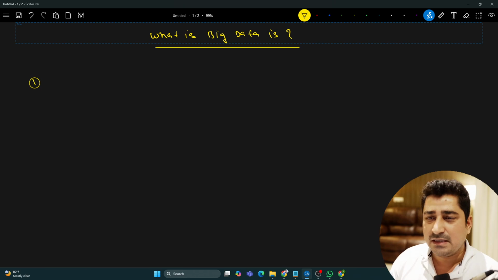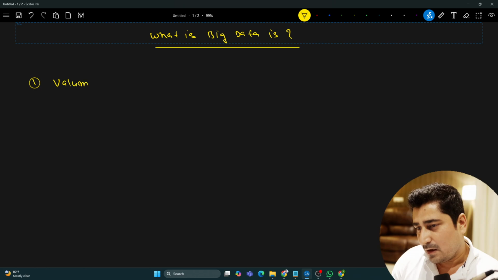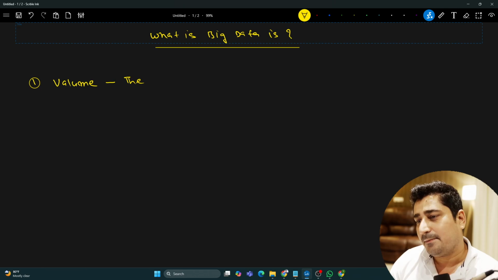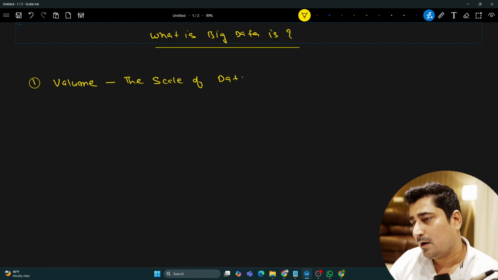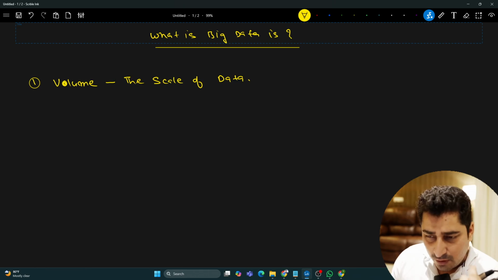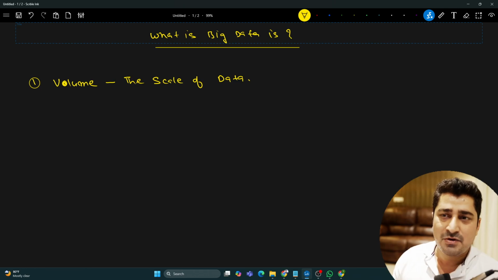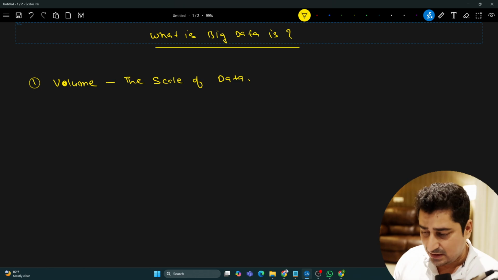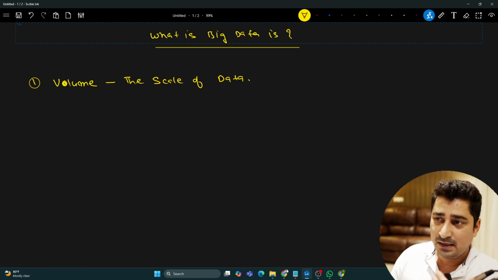The very first V that we generally talk about is called volume, or you can say the scale of the data. Volume is the very first key factor by which you will be able to define a data set as big data. For example, Facebook generates on average 4 petabytes of data per day. With the help of these parameters, starting from KB, then MB, GB, TB, petabyte, zettabyte, we always try to define the massiveness of the data, the volume of the data, or the scale of the data.